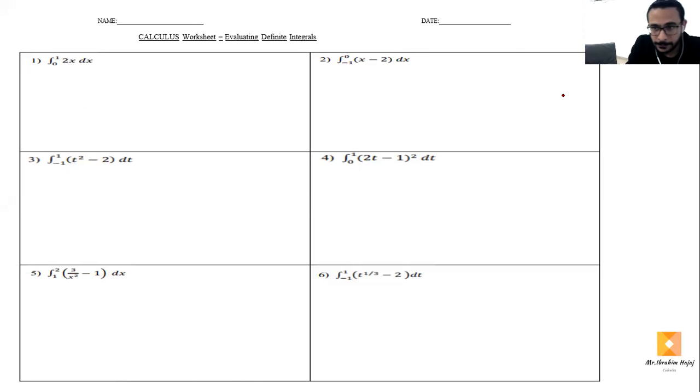The antiderivative is x squared, and then we're going to evaluate it at 1 and 0. It's 2x squared over 2, and the 2 and 2 cancel out. Then we have x squared, so it's going to be 1 minus 0, which is equal to 1. Thank you. Number 2.